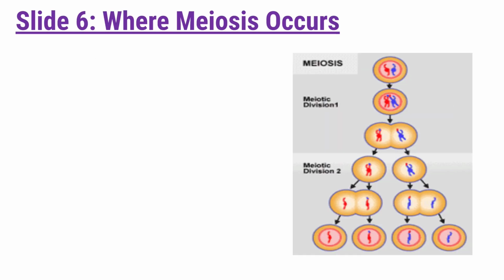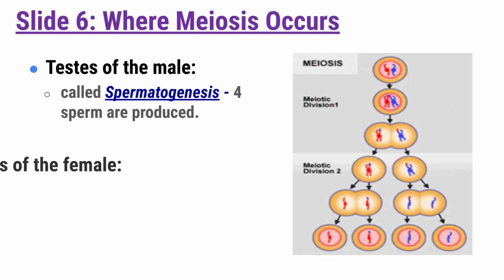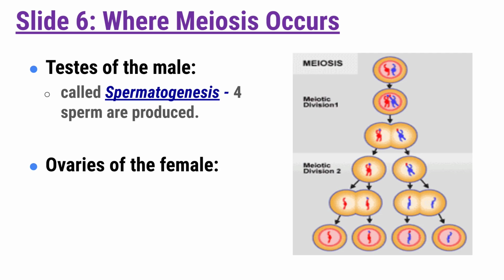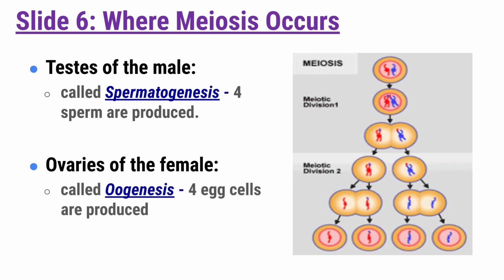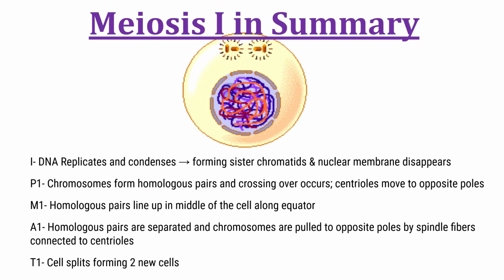Okay, so where does meiosis occur? In males, it's in the testes. It's called spermatogenesis, and 4 sperm are produced. And in females, it's in the ovaries, called oogenesis, and that's when 4 egg cells are produced.